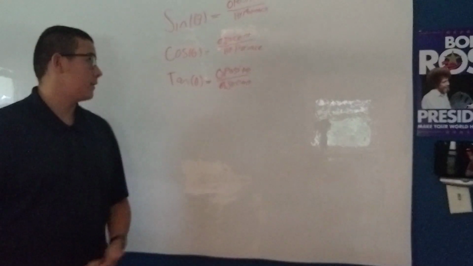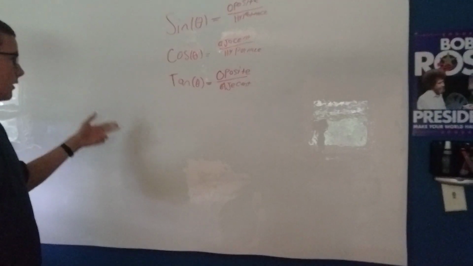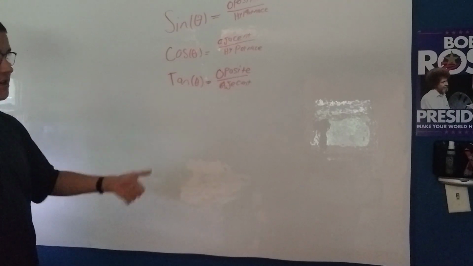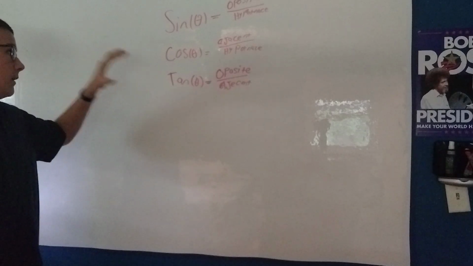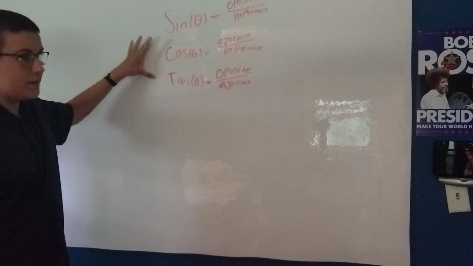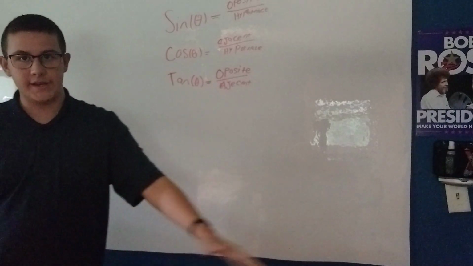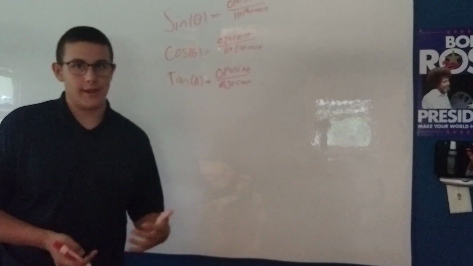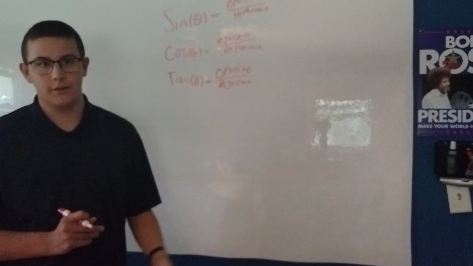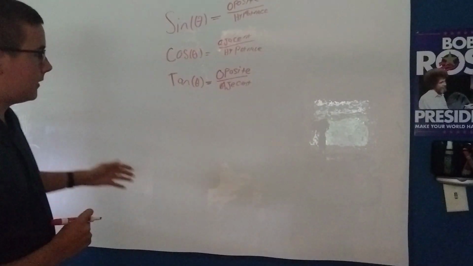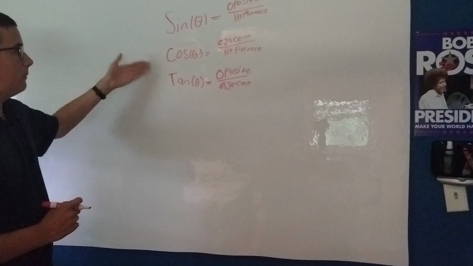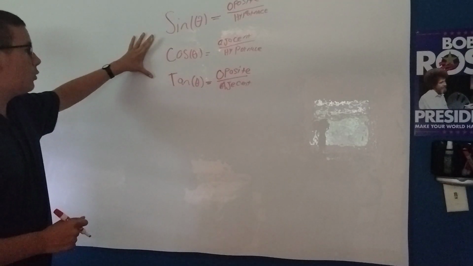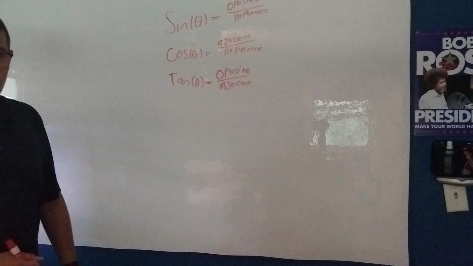And there are more. There's arcsine, arccosine, arctangent, secant, cosecant, cotangent. There's more, but these three are really the foundation, all that you need to know in geometry. Now, if you do end up taking a trigonometry course, you are going to have to know all of that. I would also like to mention that this only works for right triangles.